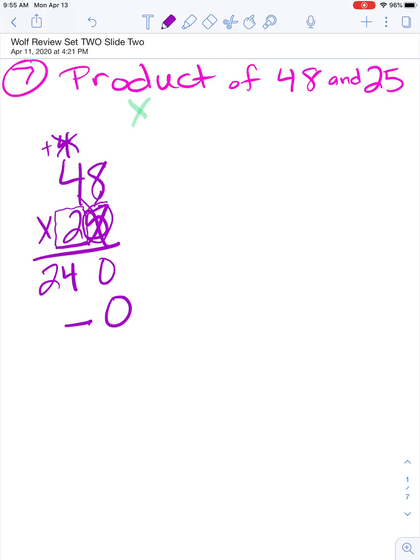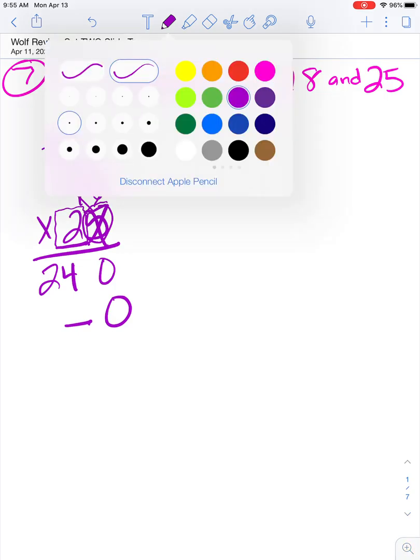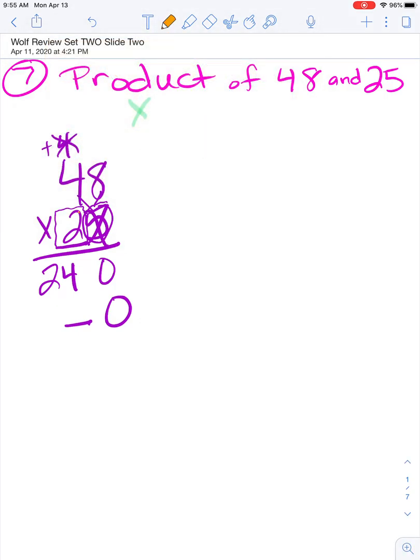Now we're at our tens. We're going to take our tens times our ones, then our tens times our tens. I'm going to use a different color for this one. Let's use orange. So my tens times my ones, 2 times 8 is 16. Then my tens times my tens, 2 times 4 is 8, plus 1 is 9. These are called our partial products. We're going to add them. They're part of the product. Carry that. 1 plus 9 is 10, plus 2 is 12. So my product is 1,200.